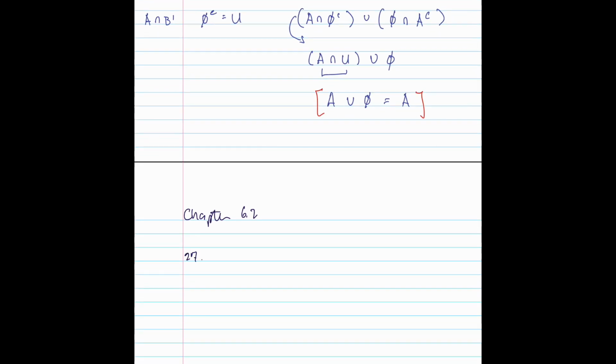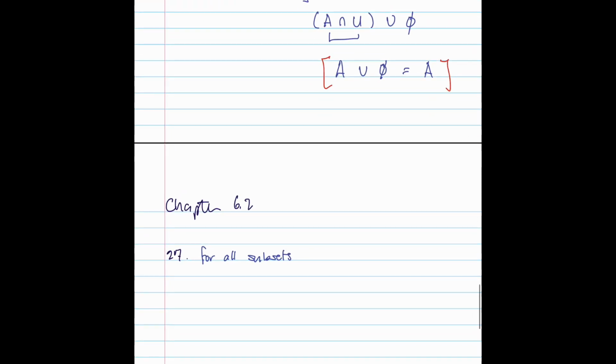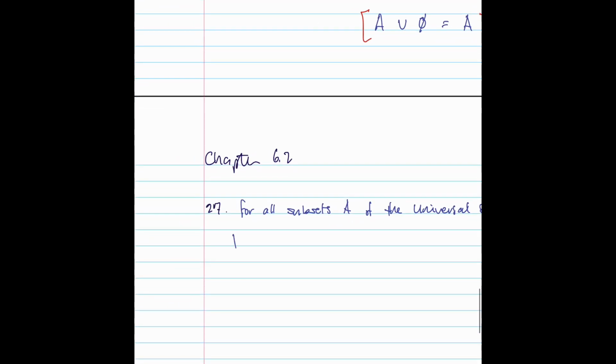Number 27 says, for all subsets A of the universal set U, A intersection with A complement is equal to the empty set.